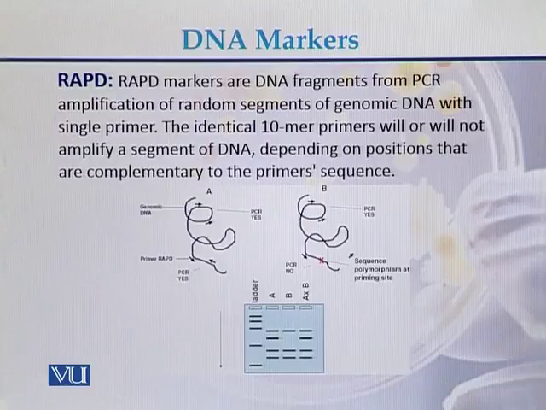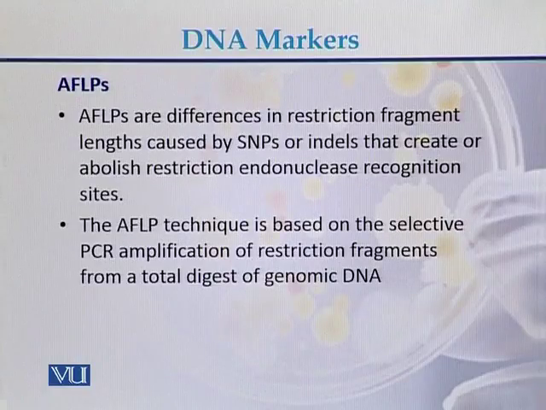In case of RAPD, usually a single primer is used and the size of the primer can be up to 10 nucleotides. So this is the second type of the DNA markers which are used for the genetic mapping of the genomes. Another method which is called AFLP is also used for genomic mapping.